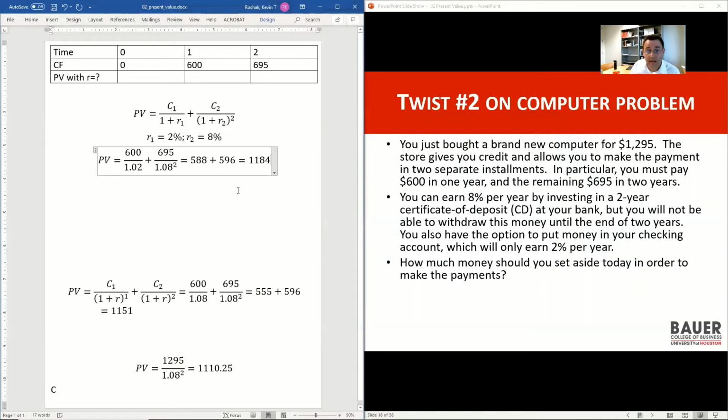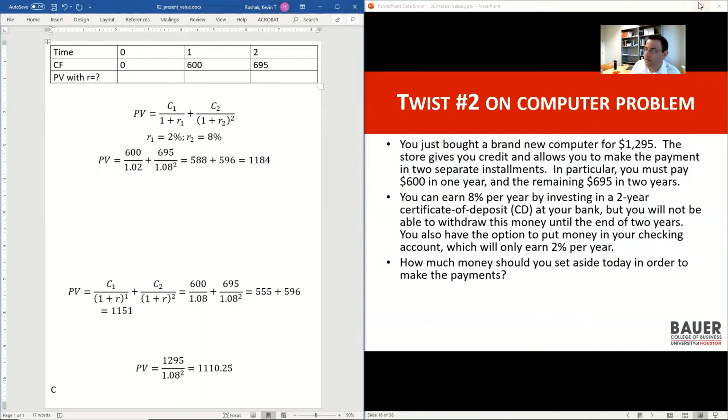Again, you can check this. Put that $588 in your checking account. It's going to grow to $600 in a year. Put that $596 in your CD. It's going to grow to $695 at time 2. So these two things show that you can hit these 2 payments. Okay? And therefore, the true cost, what you need today, is $1184.